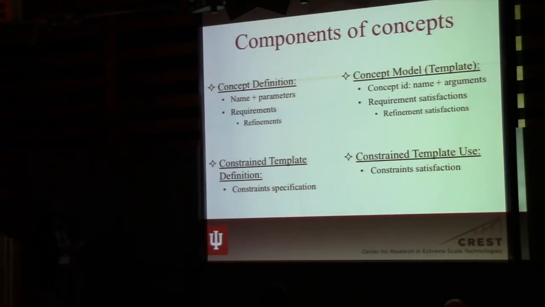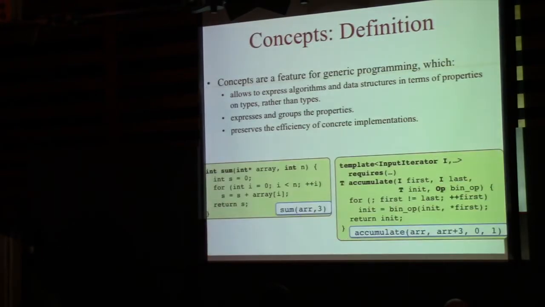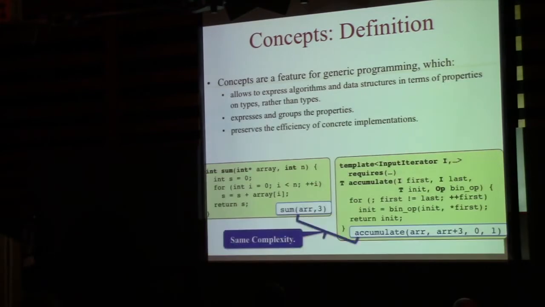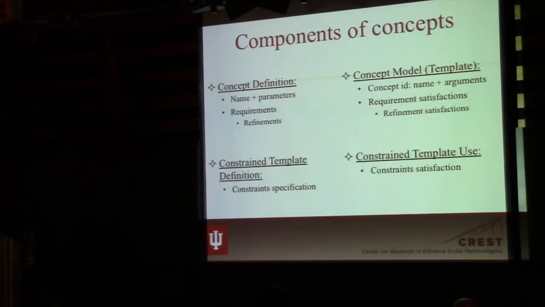So now, thinking about all the components of concepts, you can group them into these three main components. On the one hand, we have concept definitions. We have constrained template definitions. Here, these are typically constrained by the concept. So actually, I should show you something. This is called the requires clause, and this is the constraint specification on the template. The constraint specification basically expresses the things that are in the requires clause.